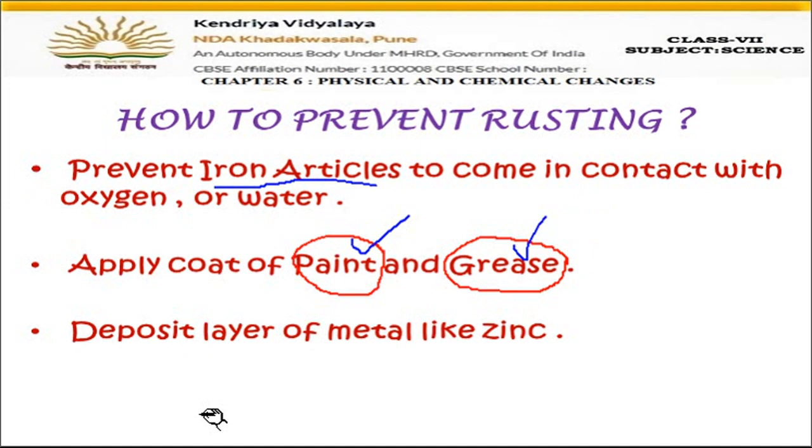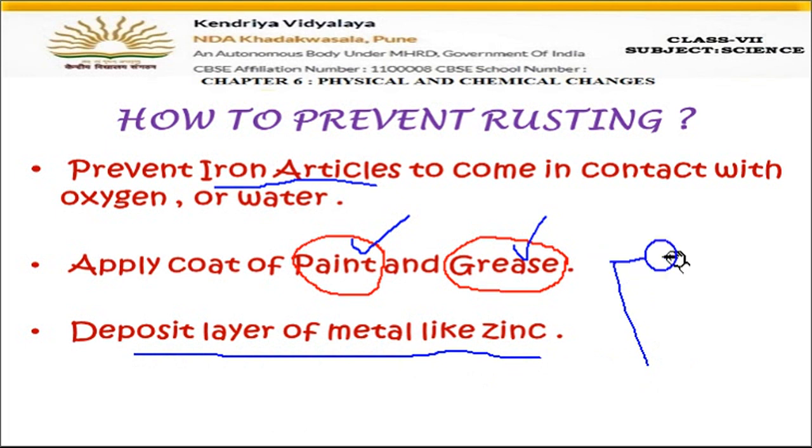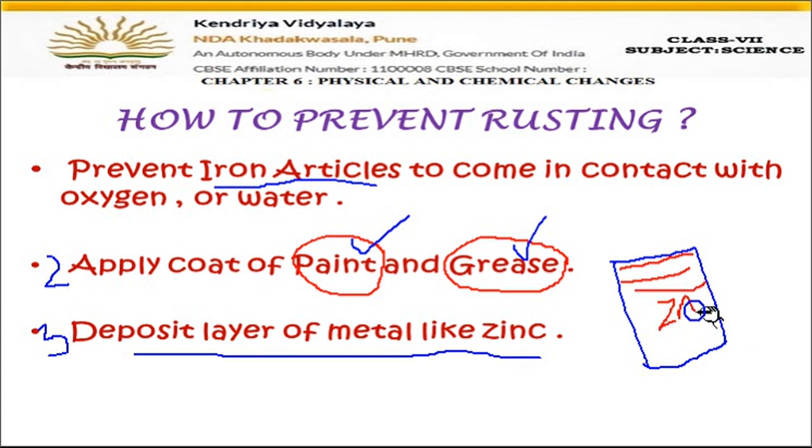Then the third method is to deposit a layer of metallized zinc. Suppose this is the iron object. In the second method we applied paint on it, right? Now in the third method we can coat a layer of zinc. This iron object will be coated with zinc, Zn.